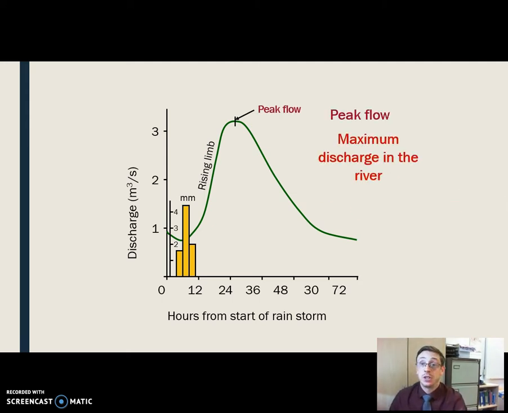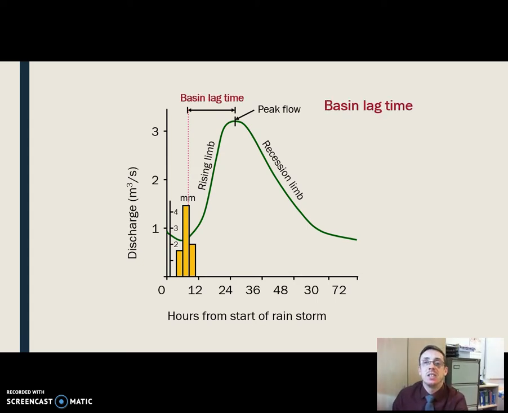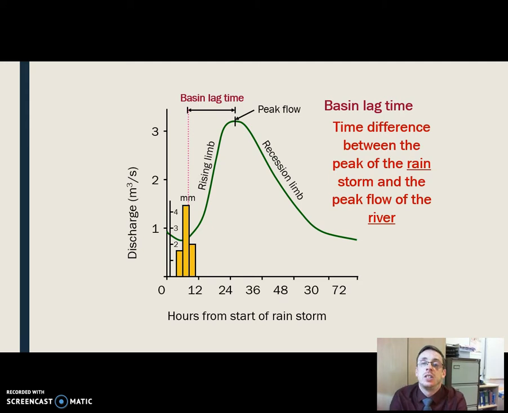Now peak flow, very simply, is when the river reaches its peak or its maximum discharge. We then add in a recession limb, or sometimes you'll see it referred to as a falling limb, and this is where the flood water starts to leave the system and the river level returns to normal. Now we've got a point between this, we've got basin lag time. Now all this means is the time difference between when we had maximum precipitation and when we had maximum discharge or peak flow. And it's the time difference between these two things.